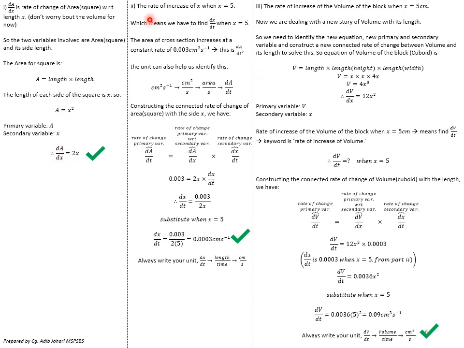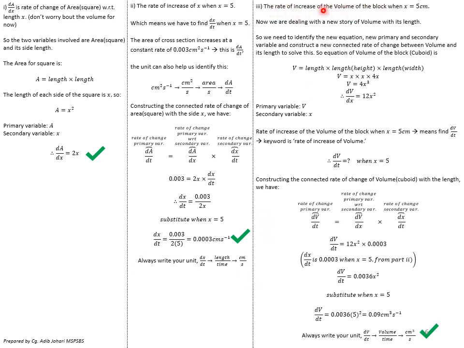Alright, so the second question is to find the rate of increase of x. What is rate of increase of x? This is dx/dt. So when x equals 5. So the cross section area increases at constant rate of 0.03 centimeter square per second. This is dA/dt. Okay? So we construct your connected rate of change. dA/dt equals dA/dx times dx/dt. Substitute whatever you have, then you can find your dx/dt. Done.